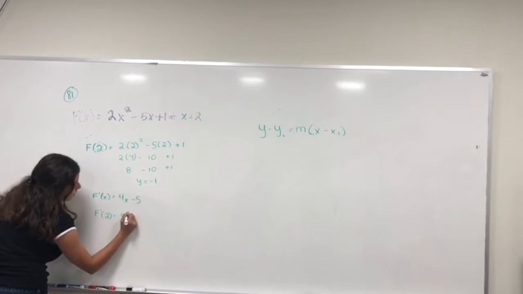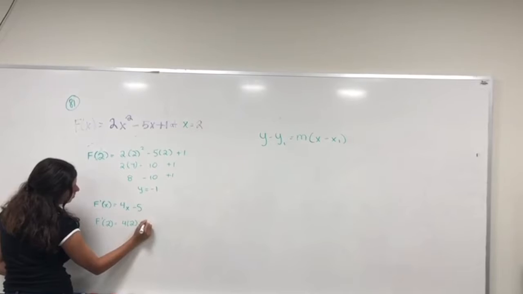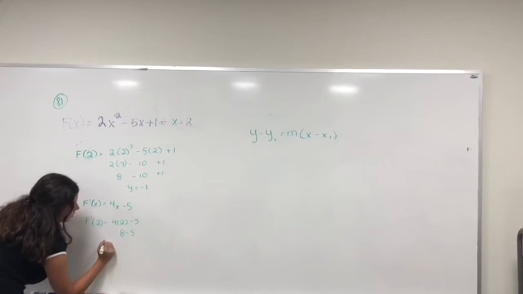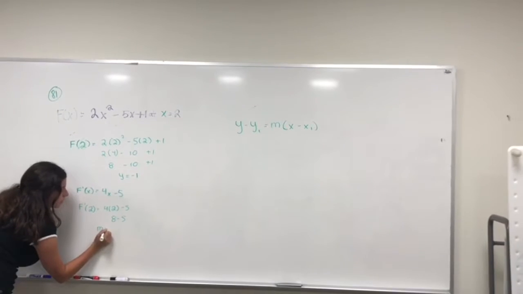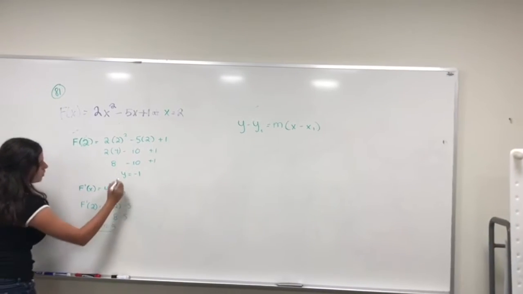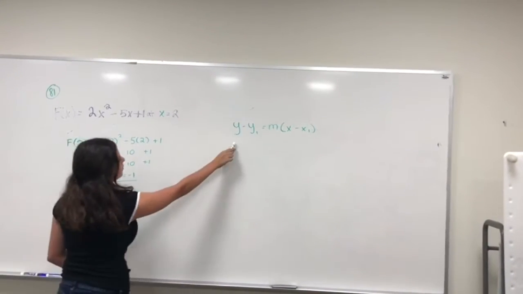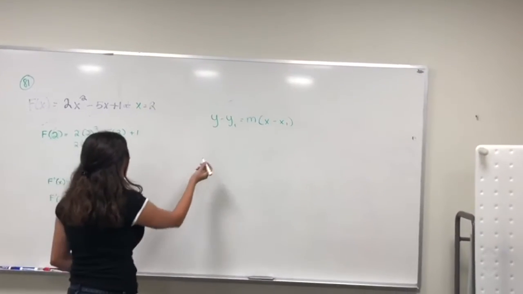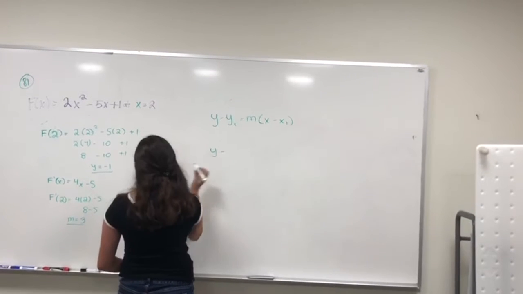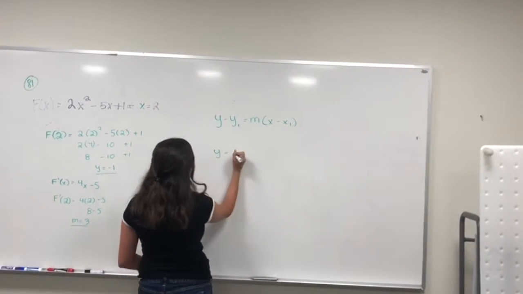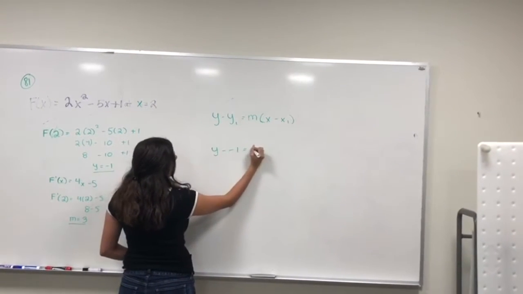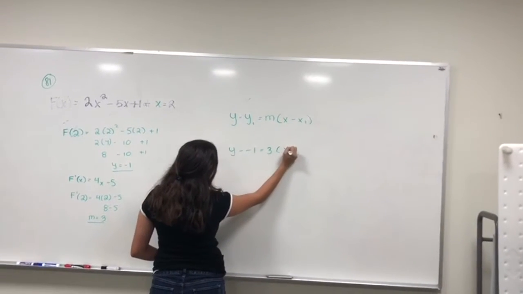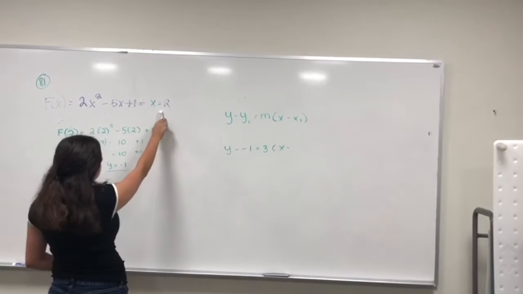So it's 4 times 2 minus 5. So it's 8 minus 5. So the slope is equal to 3. So here you have both, and then you use this formula and you just plug it in. So it's y minus y1, which is minus 1, equals m, which is the slope, it's 3, and then x minus the original x, which is 2.